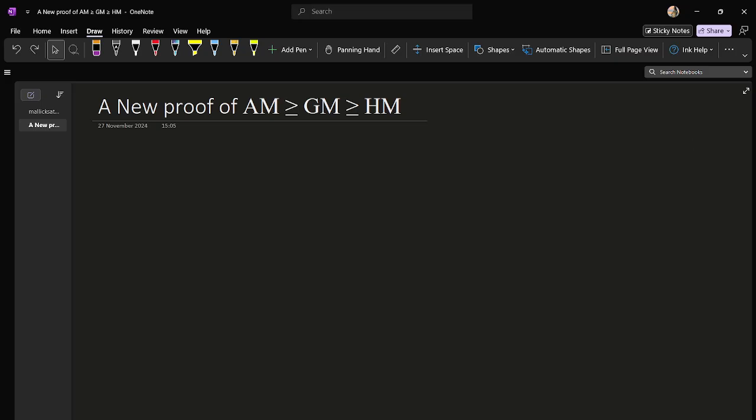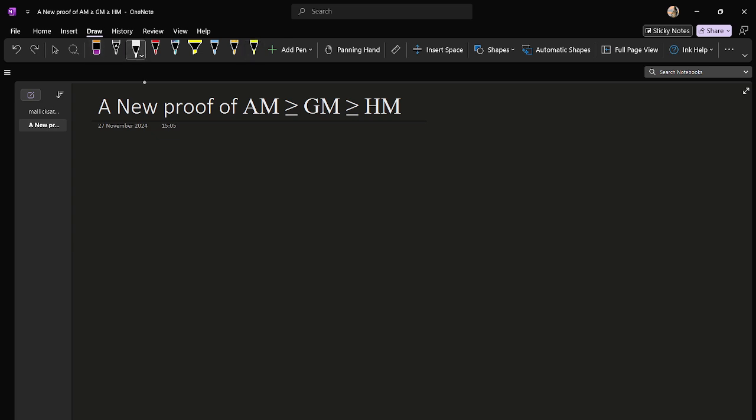Sourav sir's class. We are now trying to get a new proof of what we have known from our very childhood, that AM is greater than or equal to GM, which is greater than or equal to HM. That is, the arithmetic mean is greater than or equal to the geometric mean, and it is also greater than or equal to the harmonic mean.